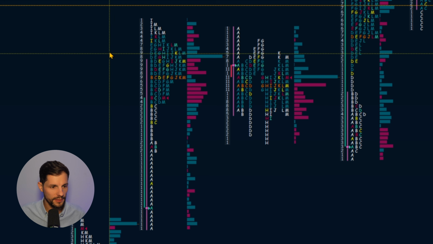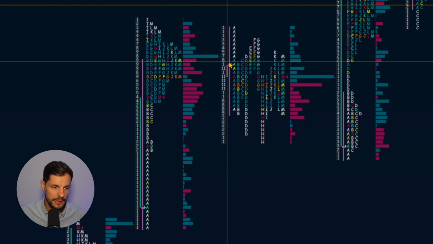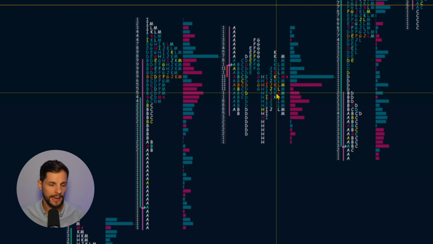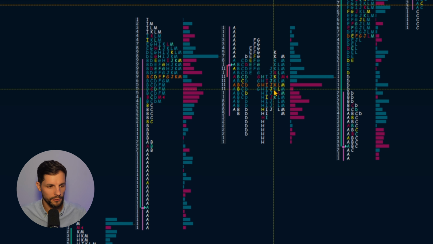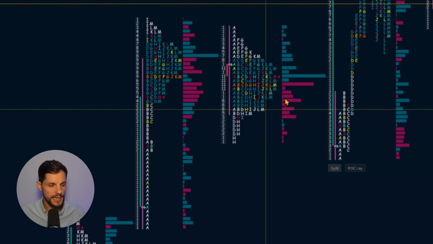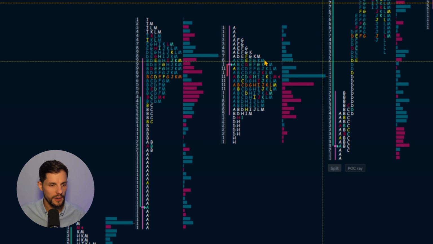We open within the range, and then again here you have a D-shaped profile, so in a balance, okay? We can read that data just by simply looking at the market profile, so a balance here, okay? And then on this day, you get a breakaway from that balance.